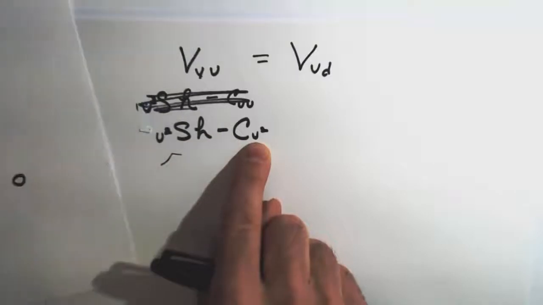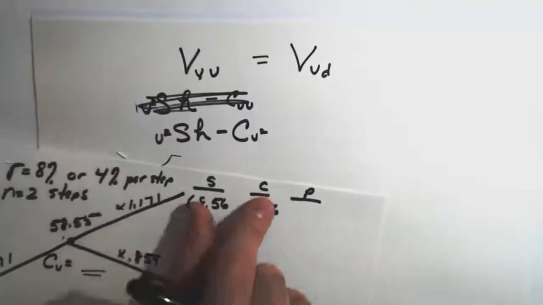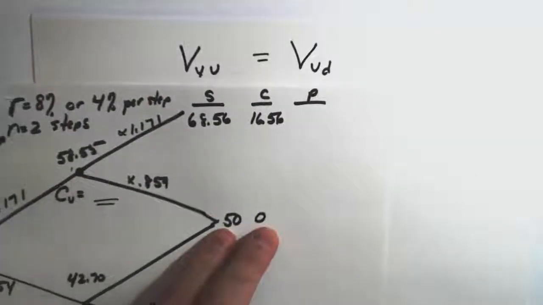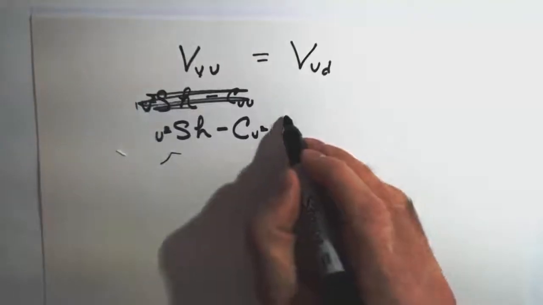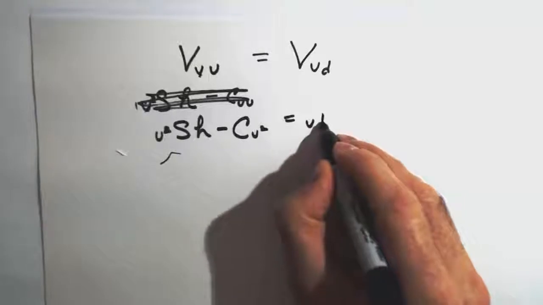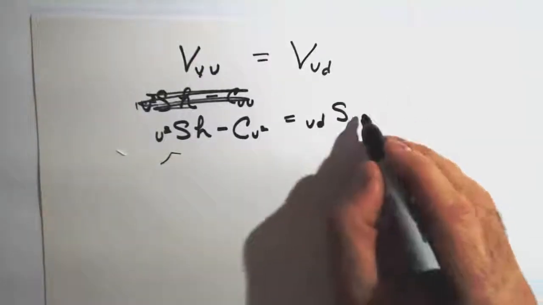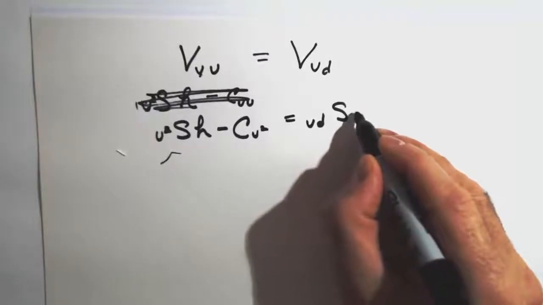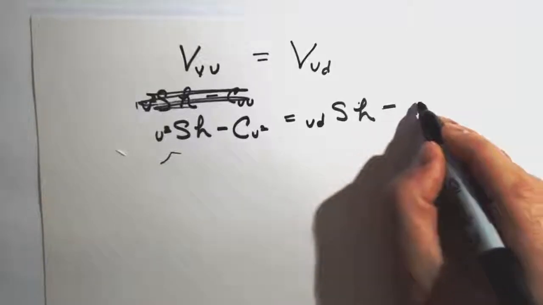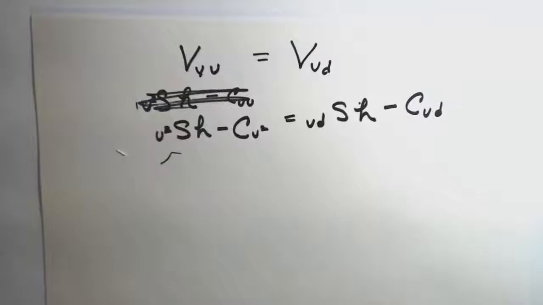So we're right here, like I said, in this situation. We want to set the value of the portfolio here equal to the portfolio down here. And so we want that to equal UD S, so that's the stock price going up and then down. And we're going to multiply that by H, the hedge ratio, minus CUD, which is the value of the call when the stock goes up and goes down.